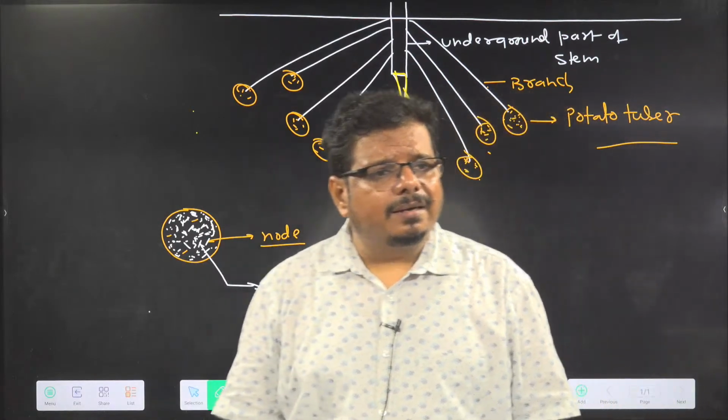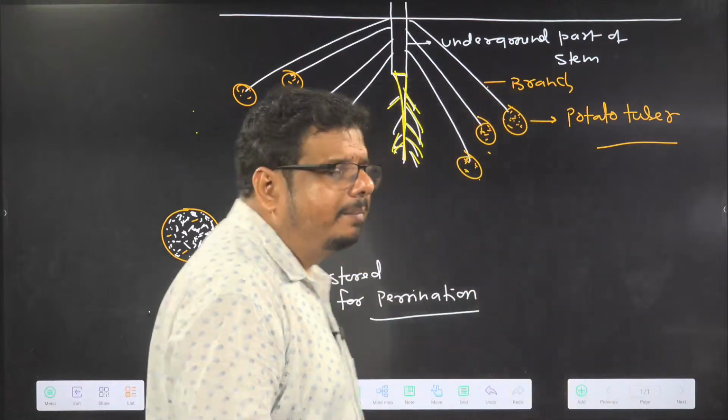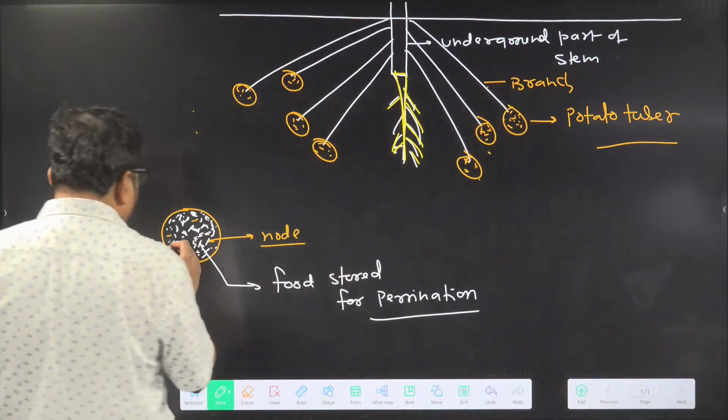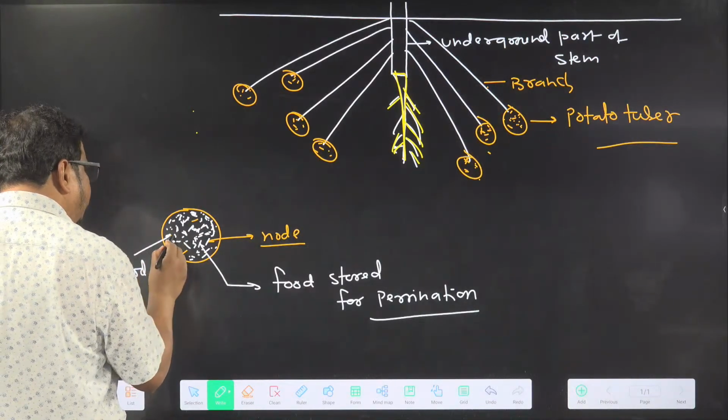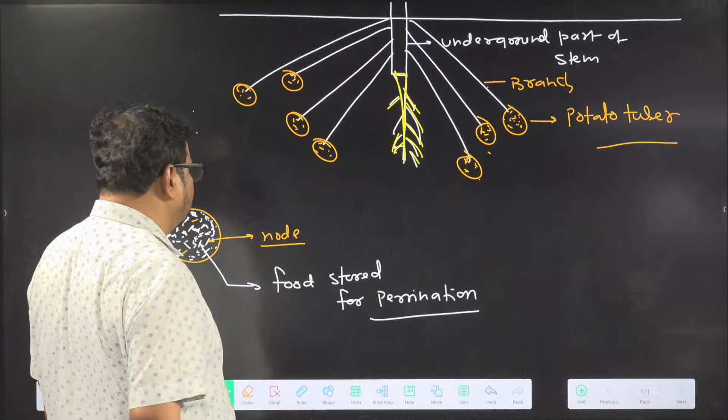Sir, is internode present only on a stem? Yes, node and internode are present on a stem. This is node, and the space between two nodes is called internode.